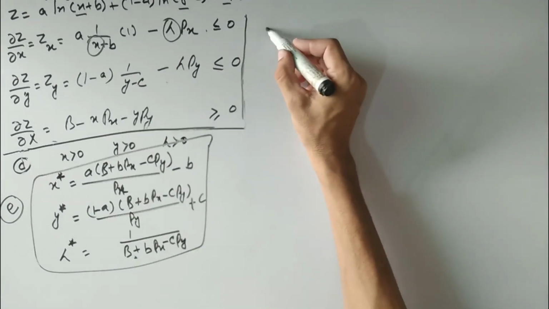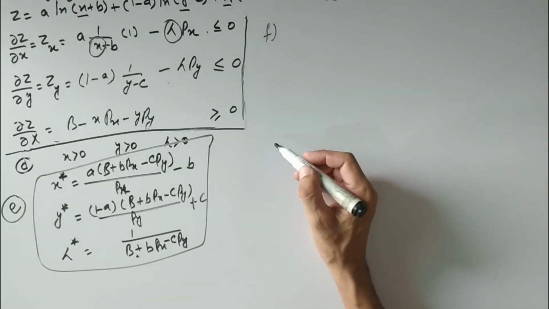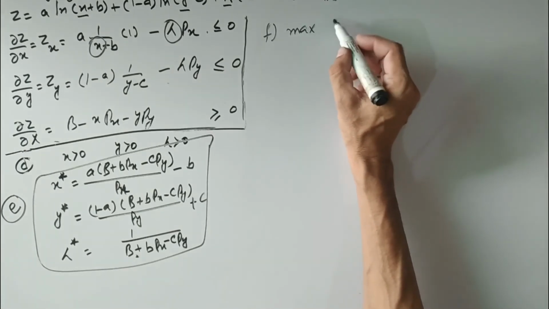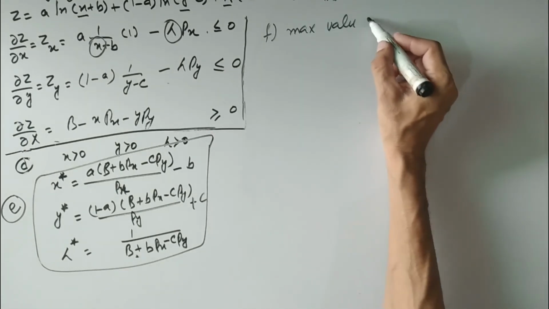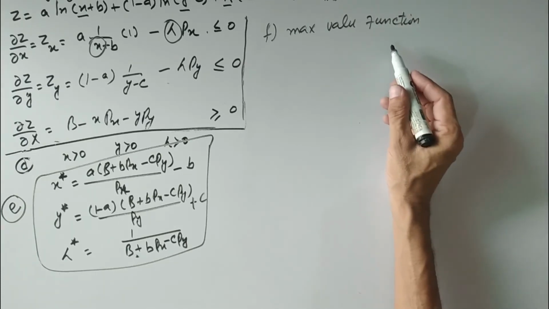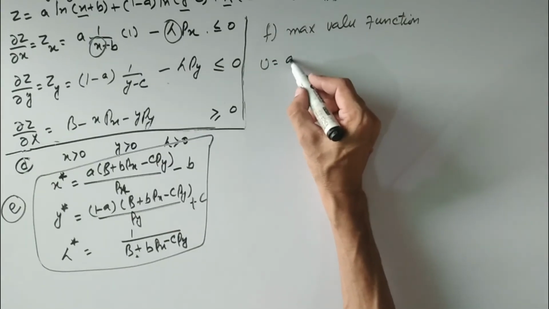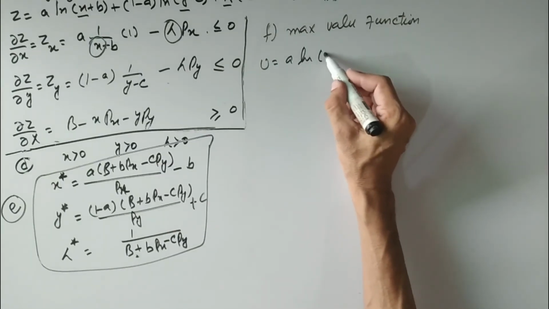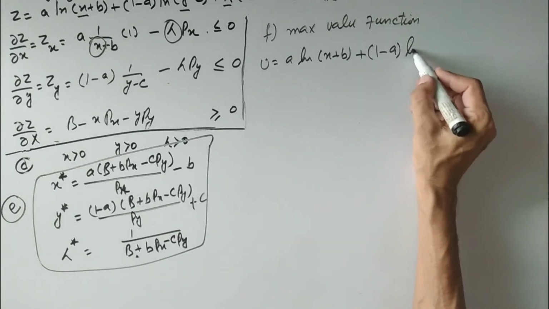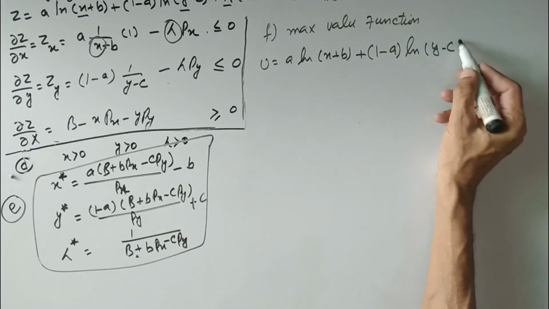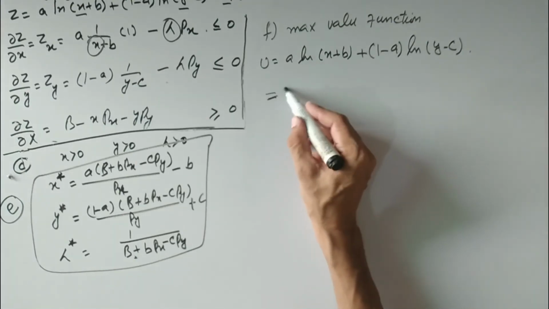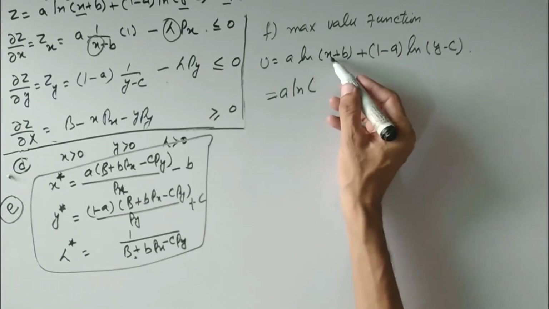Now in part F he asked for the maximum value function, or in other words the utility function. So the utility function is U equal to a ln x plus b plus 1 minus a ln y minus c. So we only have to put in the values of x and y.